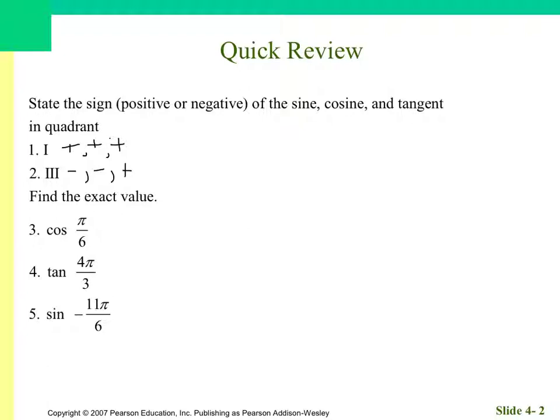Cosine of pi over 6: square root 3 over 2. Tangent of 4 pi over 3. That would be positive. It would be sine over cosine, so square root 3 over 2 divided by 1/2, which is square root of 3. I think that's right.